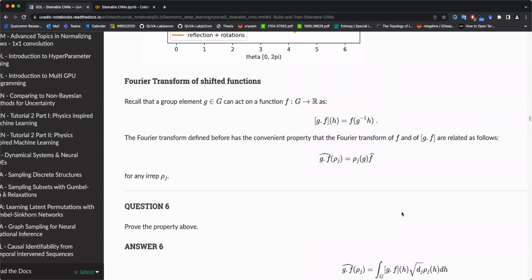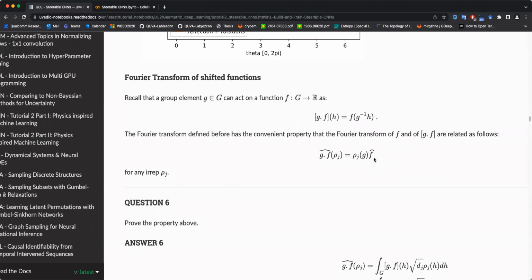This is the property I mentioned before. Like in a Fourier transform over the real domain, if you shift your real function, that's equivalent to basically rotating all the Fourier coefficients. That's the same also in our case. If we translate our function, this is with the regular representation that we saw before, this is equivalent to transforming the Fourier coefficients by multiplying them with the corresponding IREP.